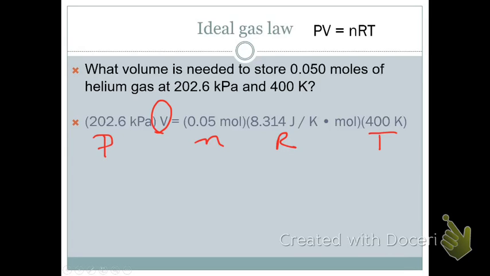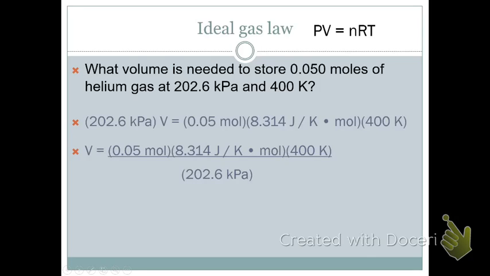So everybody's plugged in. Because I want my volume, I'm going to need to get rid of the 202.6 kilopascals, solving for V. And I think this flips it around. It gives us this setup. So now V is equal to everything we said, our moles, our R value, our temperature, and this is our pressure.